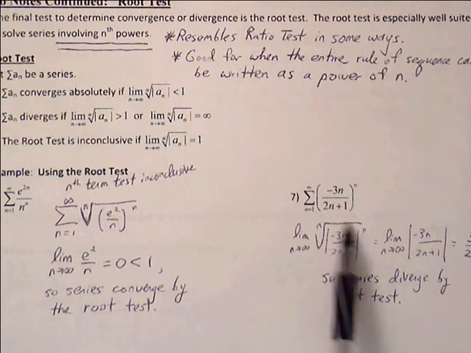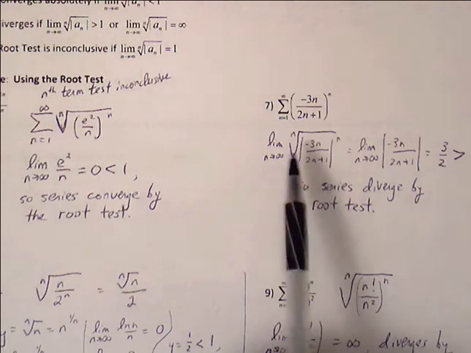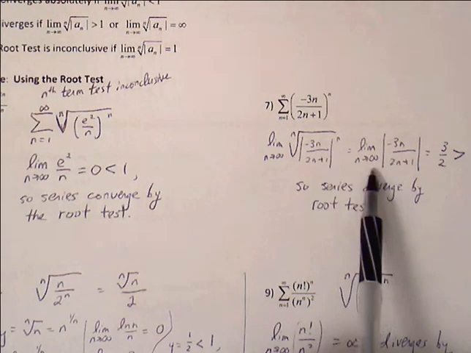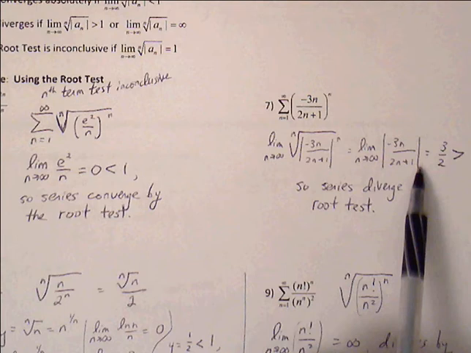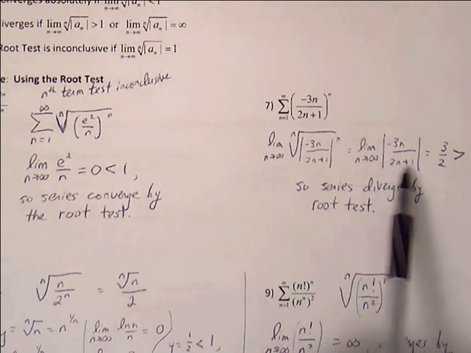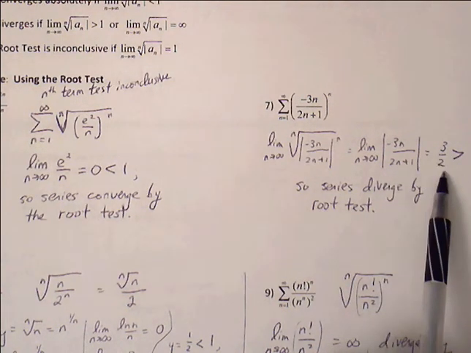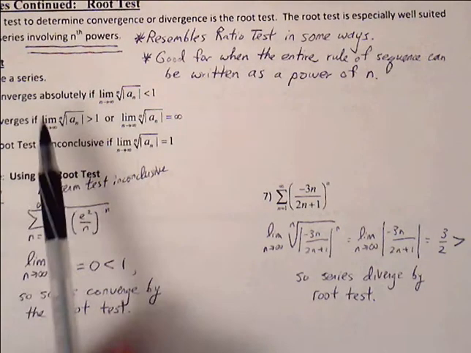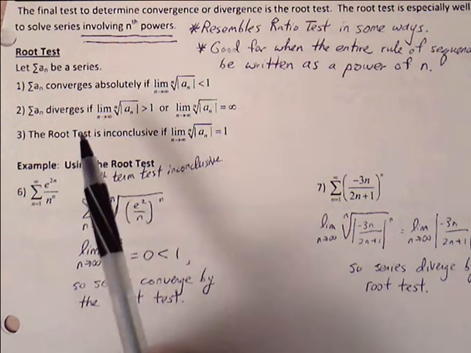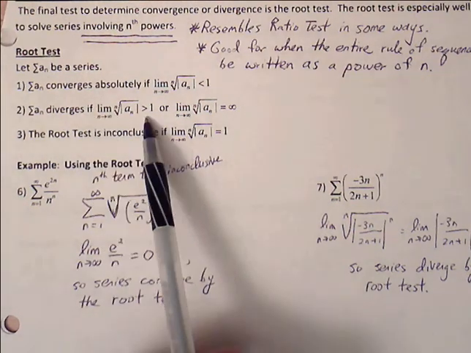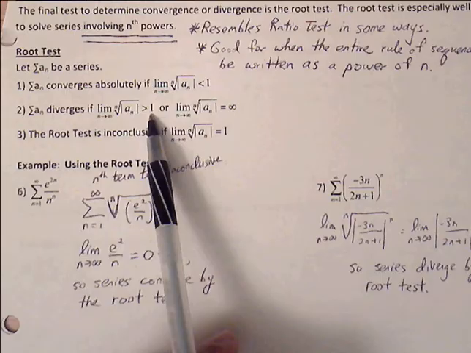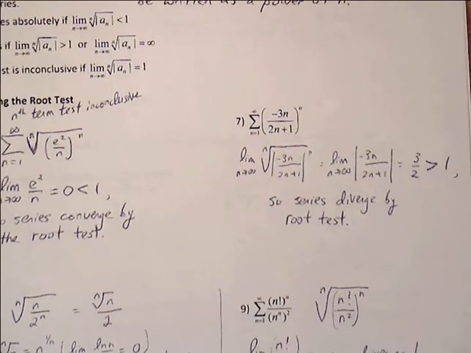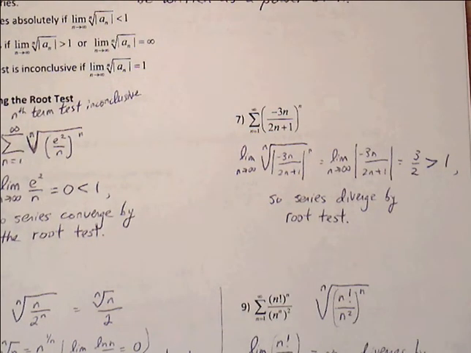So we take the nth root and the absolute value of our expression here. The nth root and the n will just cancel out. If we find the limit as n approaches infinity of the absolute value of negative 3n over 2n plus 1, it is 3 halves. 3 halves is greater than 1. And by our condition here, the root test says the series will diverge if the limit of the nth root is greater than 1. Okay, so in this case, 3 halves is greater than 1. Our series will diverge by the root test.